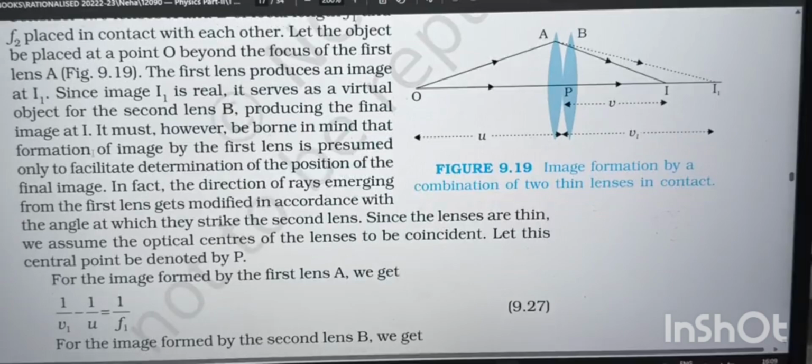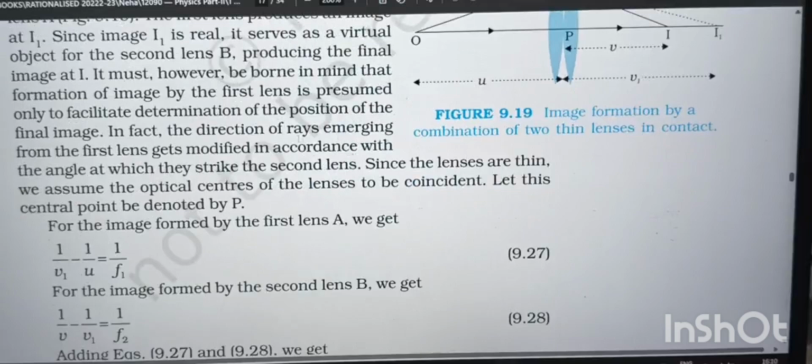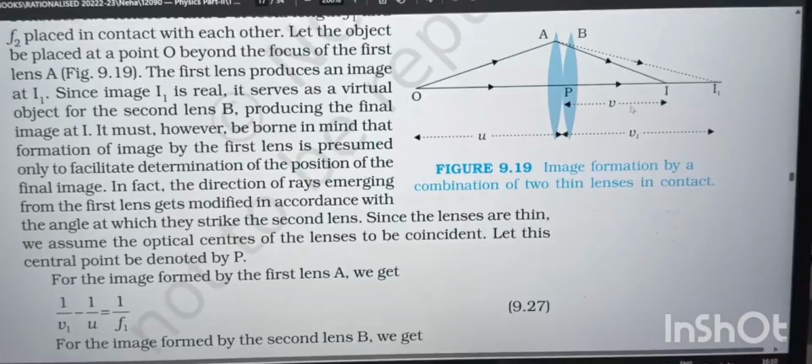We must keep in mind that formation of image by the first lens is only presumed to facilitate the determination of the position of the final image. We are only drawing this to know where exactly the final image is being formed. But generally, directly this image will be formed. You won't be able to see two particular images when you're keeping two lenses together. This is just drawn for our sake to know where the final image is forming. So the rays that are coming, the direction from the first lens gets modified in accordance with the angle where it is striking the second lens. So both will act hand in hand.